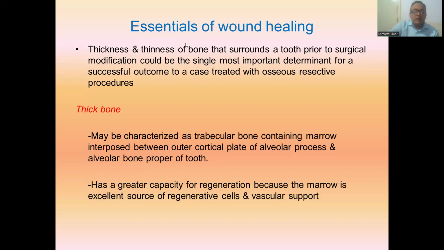Essentials of wound healing. After resective osseous surgery, the thickness or thinness of bone that surrounds the tooth prior to surgical modification could be the single most important determinant for a successful outcome in a case treated with osseous resective procedure. Thick bone may be characterized as trabecular bone containing marrow interposed between the outer cortical plate of the alveolar process and the alveolar bone proper of the tooth. It has a greater capacity for regeneration because marrow is an excellent source of regenerative cells and vascular support.